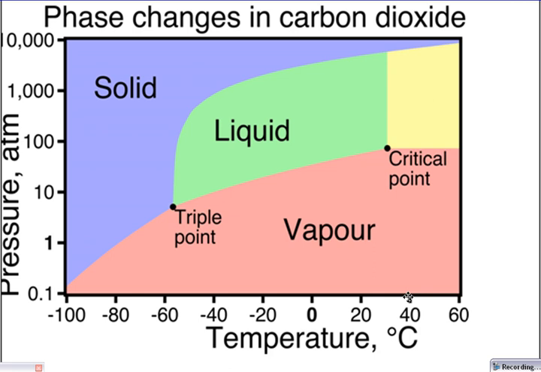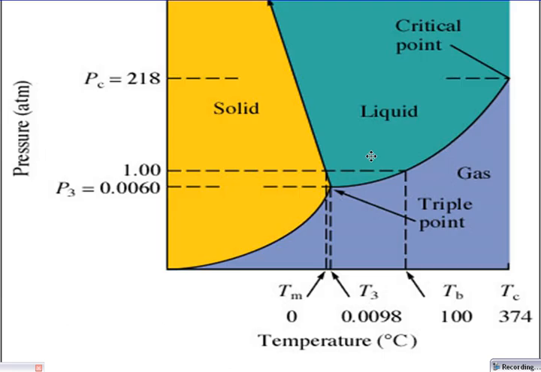The critical temperature is the temperature above which a vapor cannot be liquefied. And the critical pressure is the pressure required to liquefy something at its critical temperature. The critical point is simply where these two exist, so the critical temperature and critical pressure coordinates. This graph is a better way of showing that.